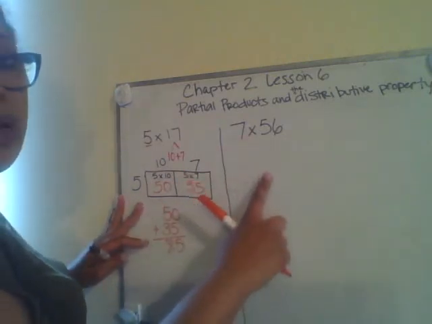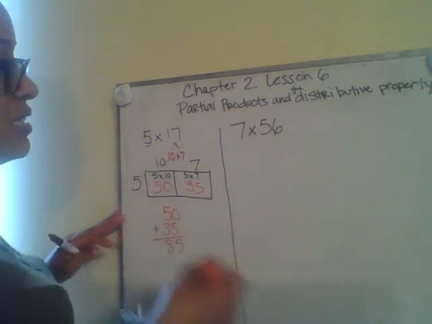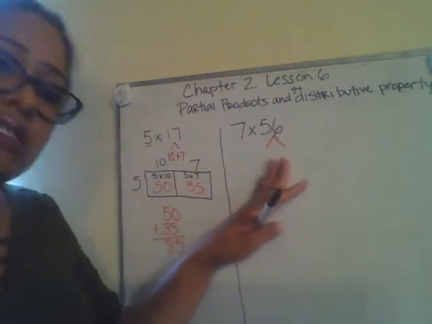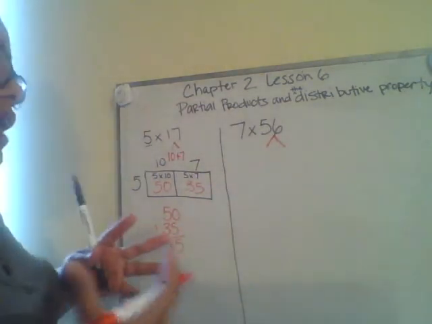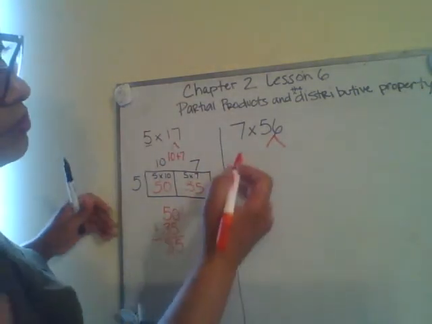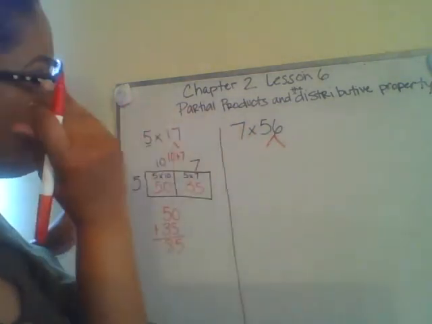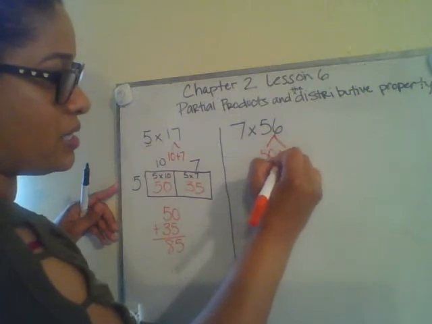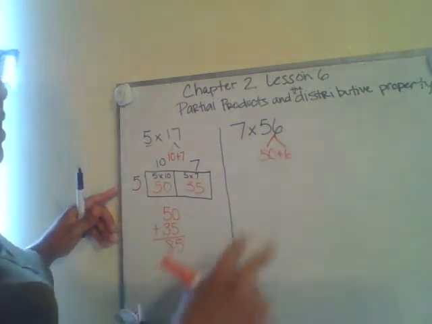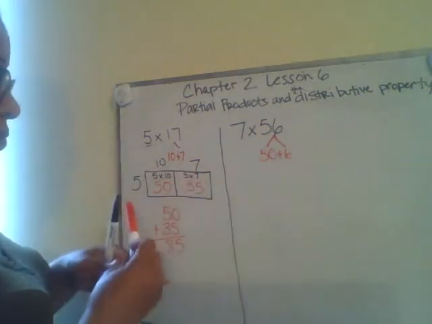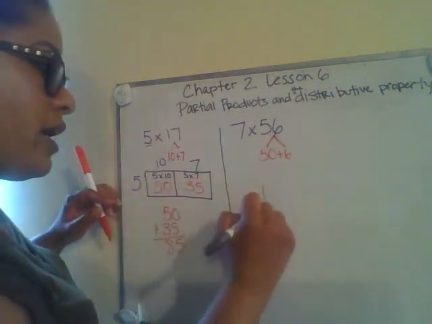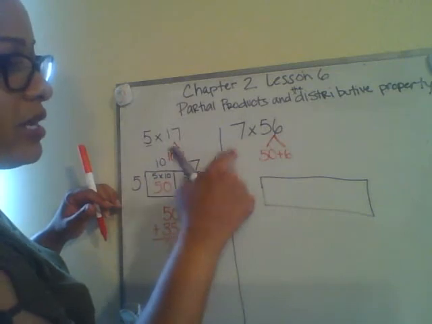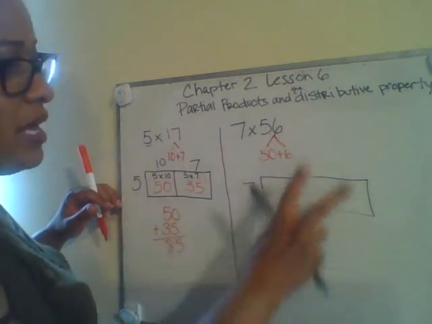Okay, so we'll go ahead and do the same thing with 7 times 56. Again, the first thing that you'll want to do is kind of decompose this number based on its place value. So 56 is the same thing as 50 plus 6. Okay, so now that I've decomposed that, I'm going to go ahead and make my rectangle. And then on the outside of the rectangle, I'm going to put the number 7.